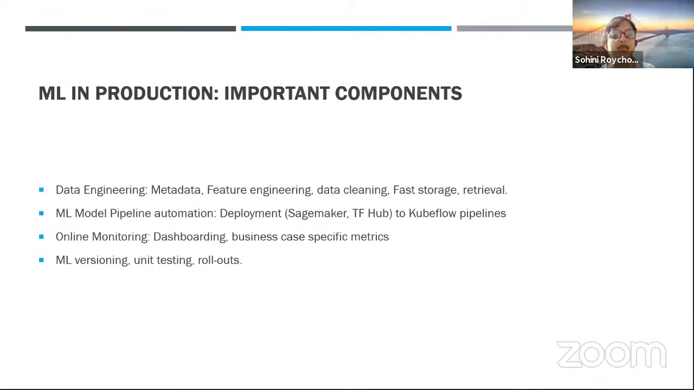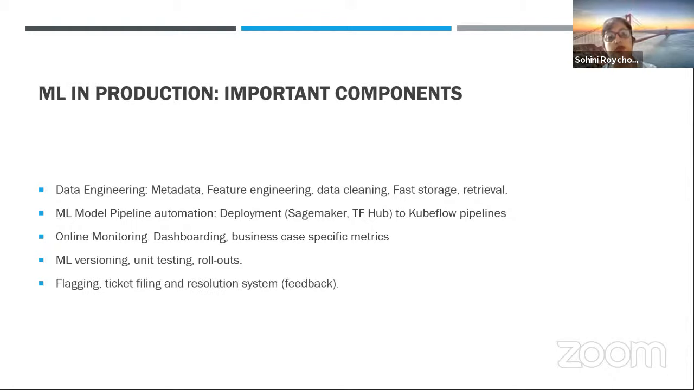Then there is ML versioning. So if it was the first version now, is there a new Dockerized version? So there is unit testing. How would you want to roll it out? Do you want to do it in a shadow version? Do you want to do it in a canary version? Do you want to do A/B testing first? So all these components have to be designed so that the right ML model is being pushed out.